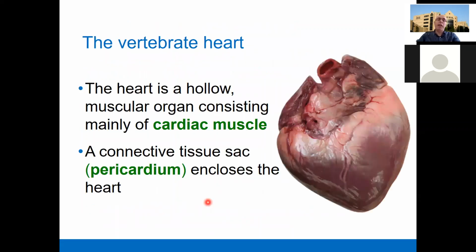Okay, now let's talk about a perfect organ in our body, the heart. We know that the heart is a hollow muscular organ consisting mainly of cardiac muscle, and it is surrounded by a connective tissue which we call the pericardium.